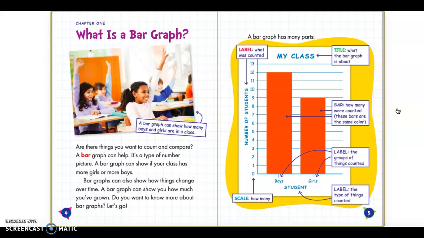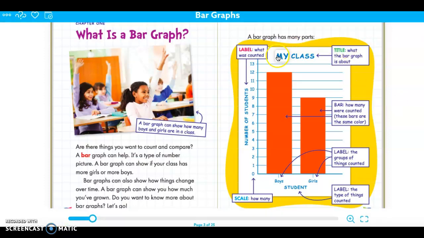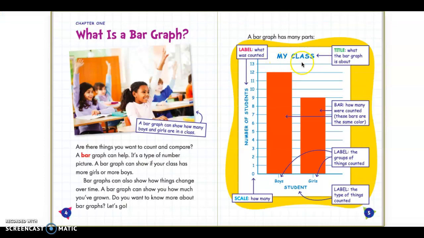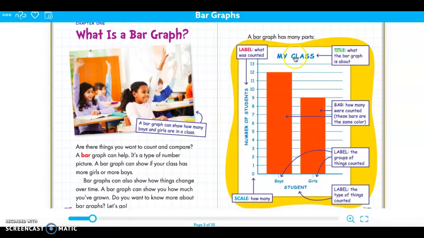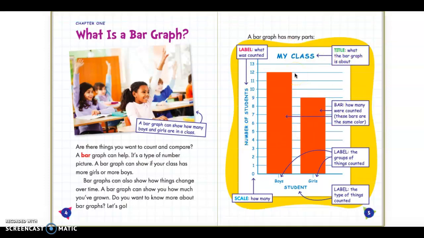Let's go. A bar graph has many parts. So this is what you really need to know when you're doing a bar graph. So bar graphs will always have a title. The title of this graph is My Class. It's important to keep the title of your bar graph pretty simple because you don't want it to be a really long sentence, but you also don't want it to just be one word. A title tells the reader what a bar graph is about.